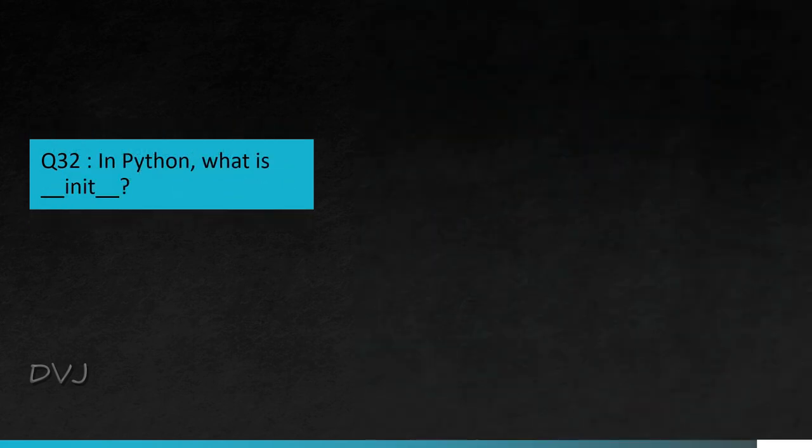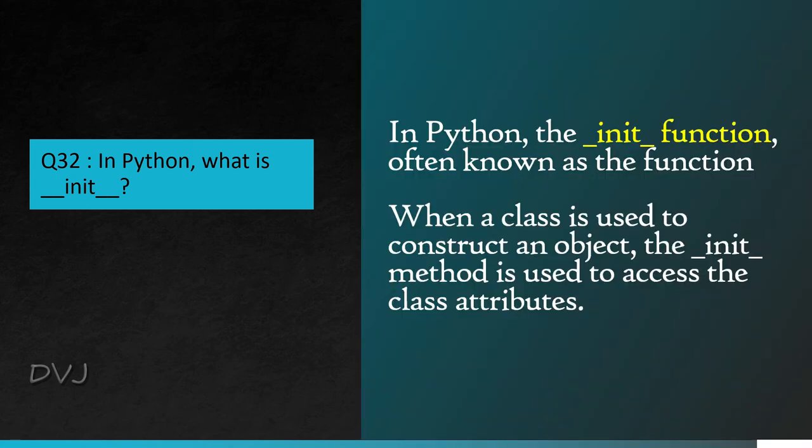Question number 32. In Python, what is __init__? In Python, the __init__ function is often known as the constructor. When a class is used to construct an object, the __init__ method is used to access the class attributes.